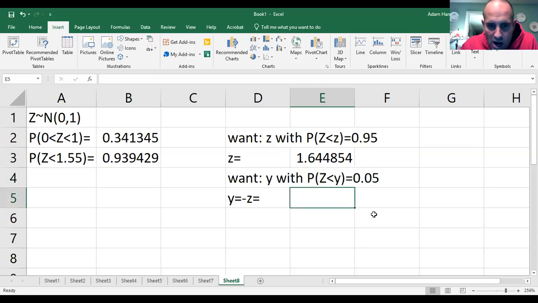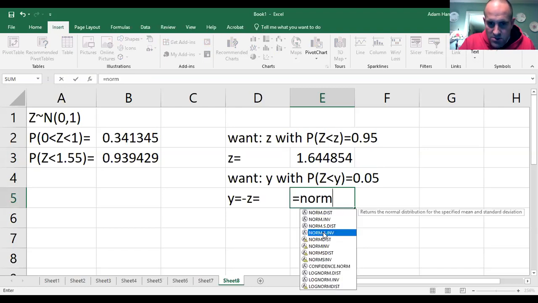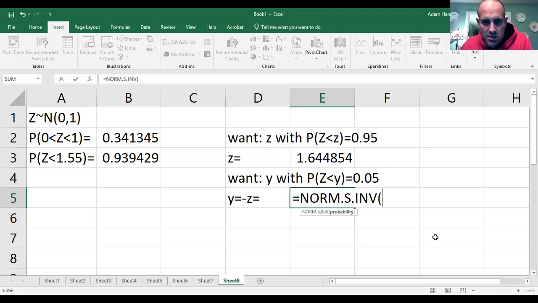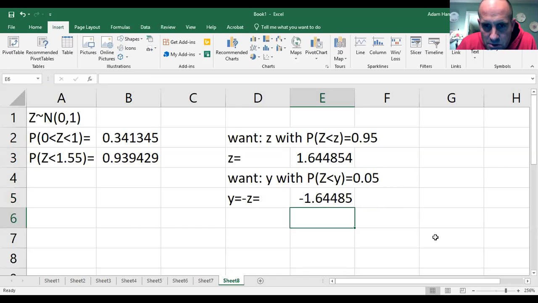We already know that Y is going to be the negative of Z, but let's go ahead and use Excel to pull this off as well. So equals normal, standard, inverse. What's the probability I want? I want 0.05. Okay, and lo and behold, it's exactly the negative of our Z value. So that is comforting.